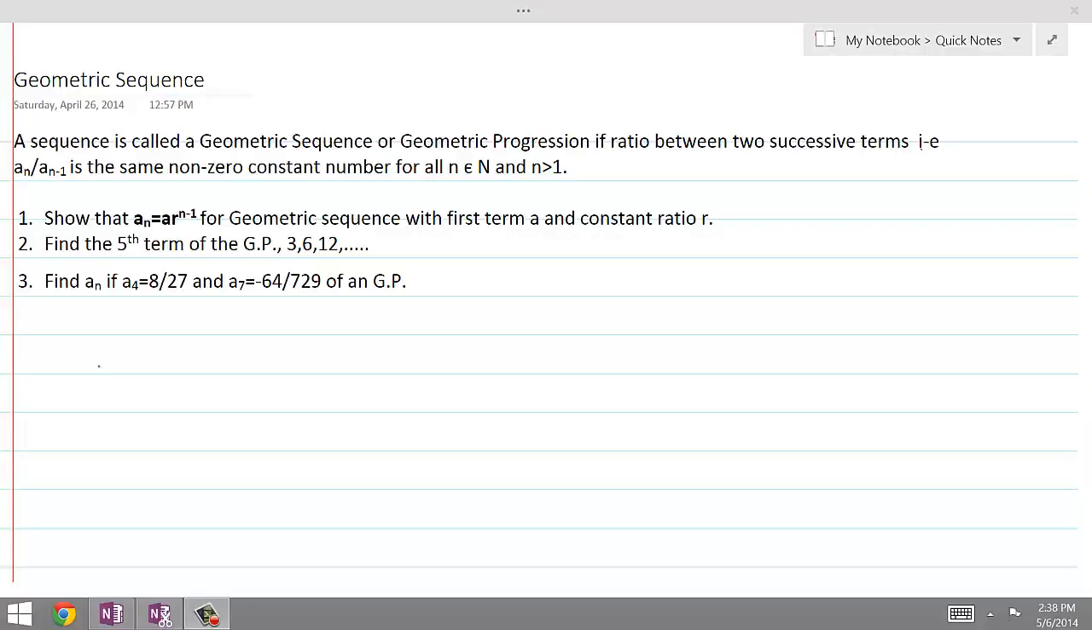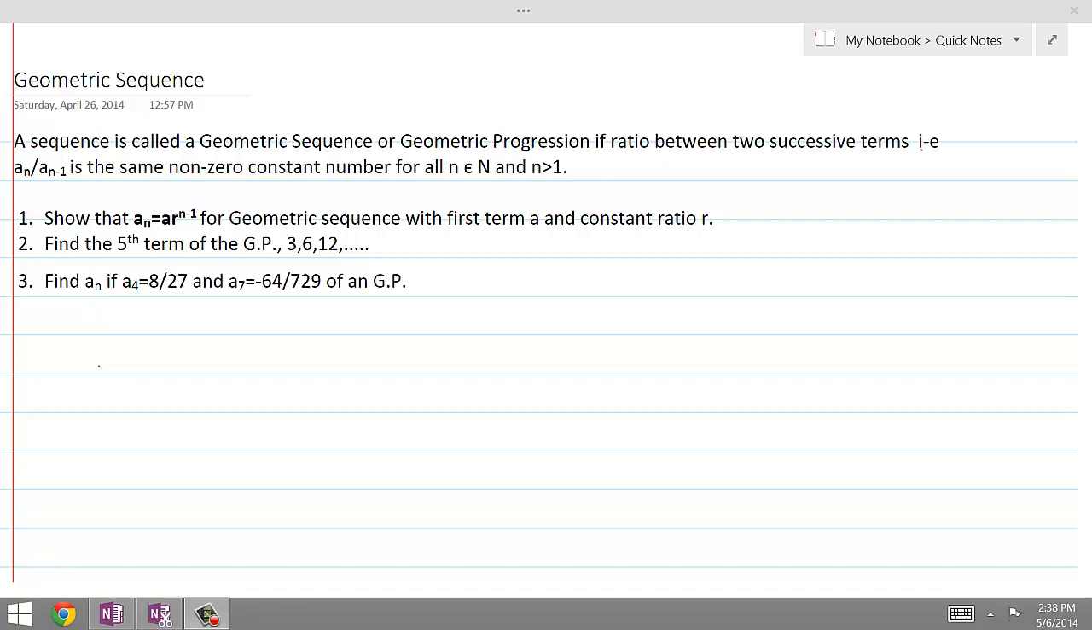A sequence is called a geometric sequence or geometric progression if the ratio between two successive terms is constant. What it means is, when you divide the second term by the first term, or the third term by the second term, or the fourth term by the third term, the answer is always going to be the same.